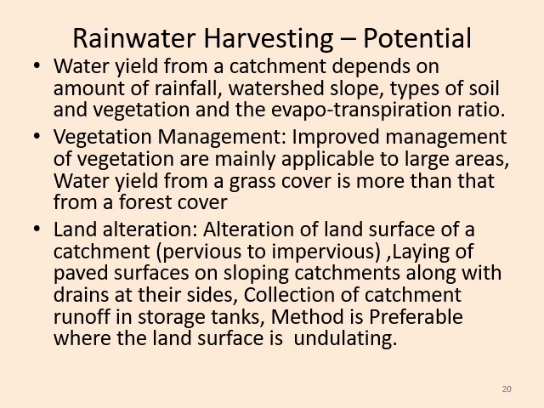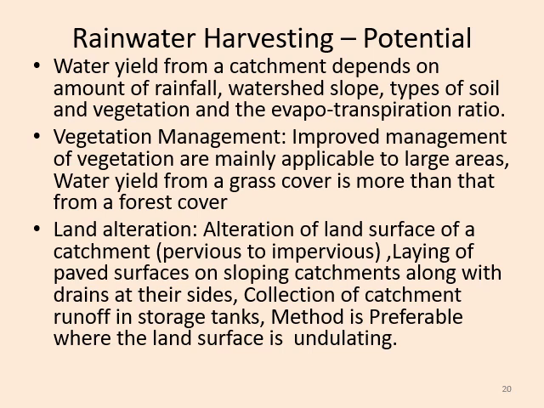Water yield from a catchment area depends on the amount of rainfall, watershed slope, types of soil, maybe pervious, maybe low permeability, or maybe high permeability, maybe impervious, and vegetation and the evapotranspiration ratio. Evapotranspiration is a loss, actually the combined effect of evaporation and transpiration from the vegetation.